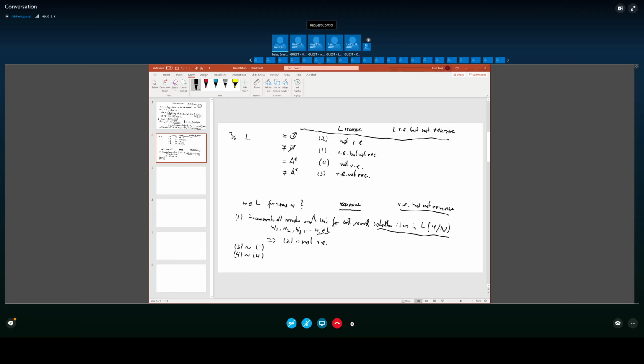Now, what if L is RE but not recursive? Now things are a little bit trickier. We still have the same 4 questions, but there will be some differences. Let's again start with number 1.